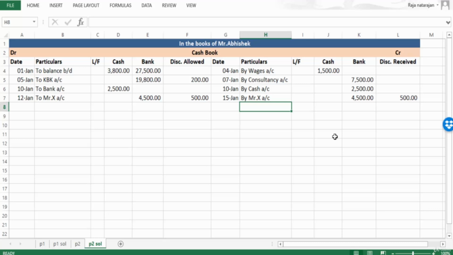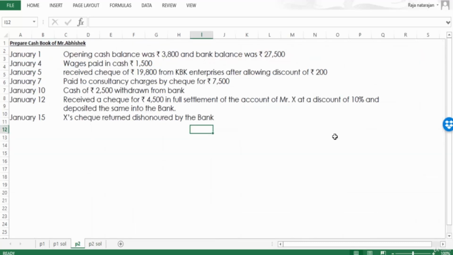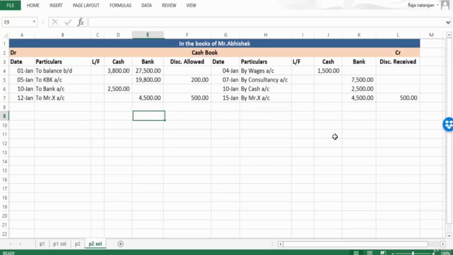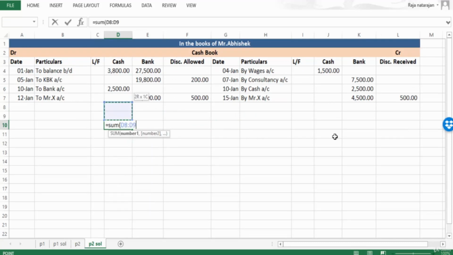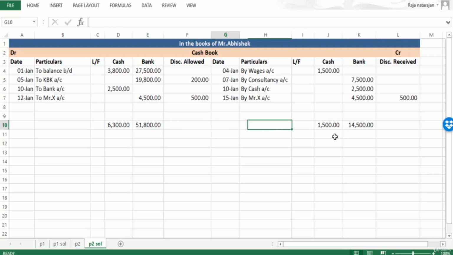Okay, so it's time to close, because we have captured all the transactions. Let's see the total on the debit side and credit side. Whichever is higher, we have to carry that total. On debit side, total is 6,300. On credit side, it is only 1,500. Okay, here it is 51,800, whereas here it is only 14,500. Here it is 700, and here it is 500.